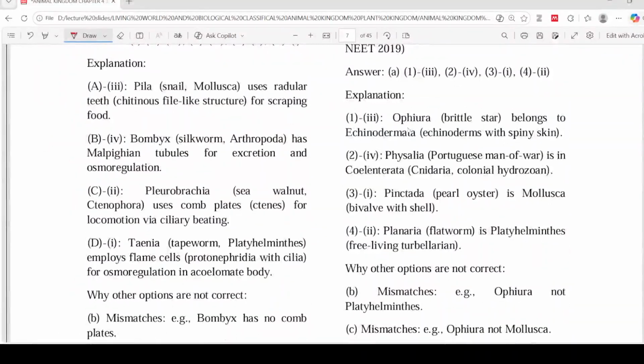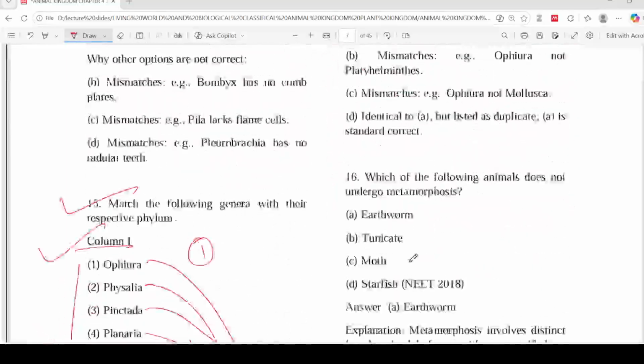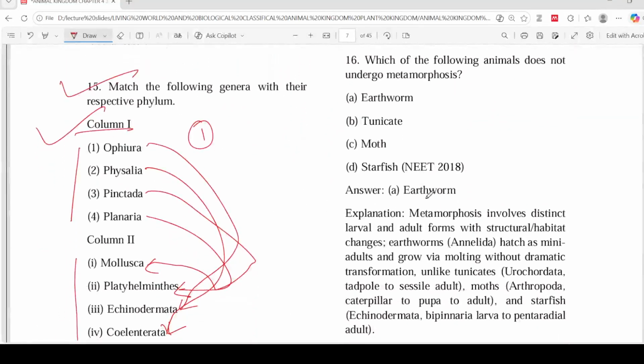Ophiura is a brittle star. It belongs to Echinodermata, and Physalia is matched with Coelenterates, and Pinctada is an oyster, belonging to Mollusca, and Planaria is a free living Platyhelminthes. So this is the explanation for this question. I have many more questions to discuss, but let's discuss this question also.